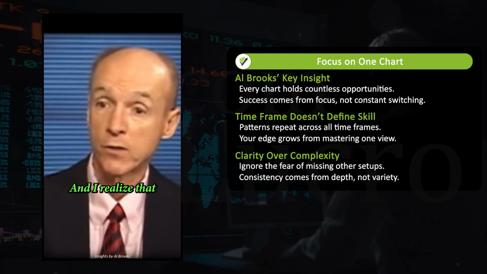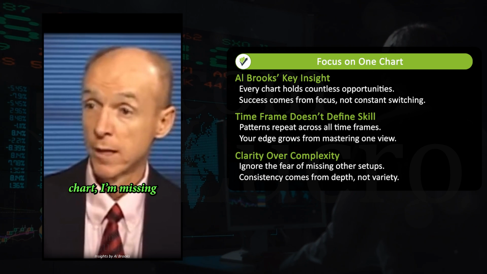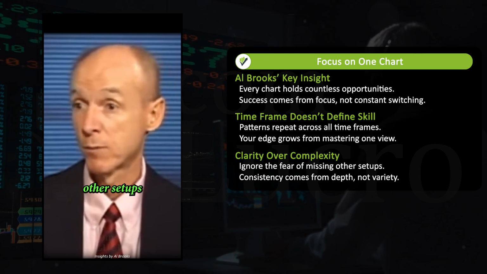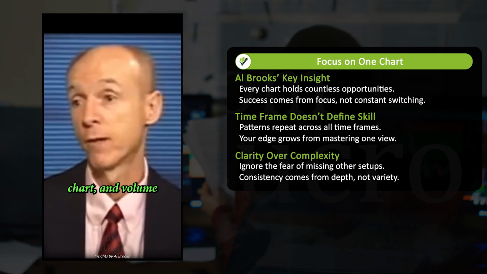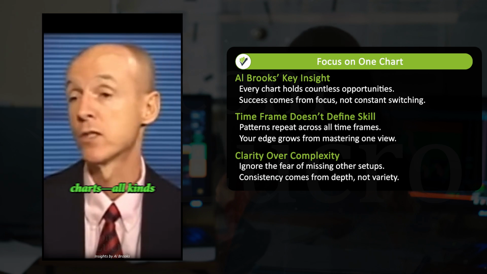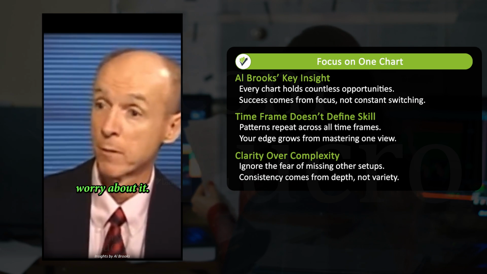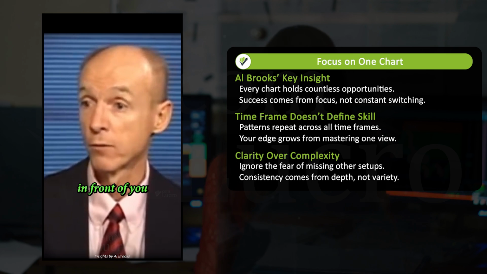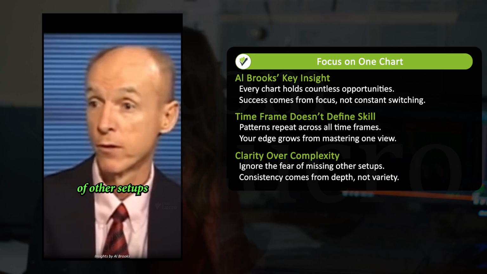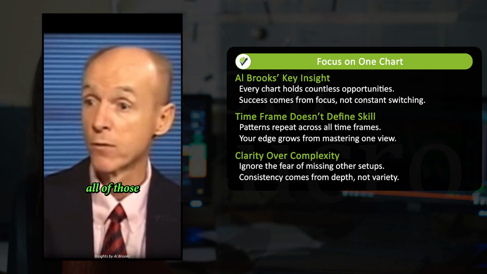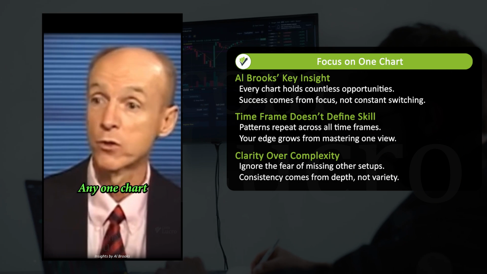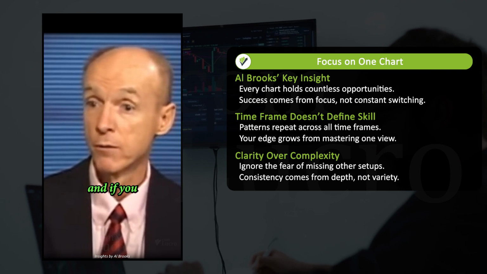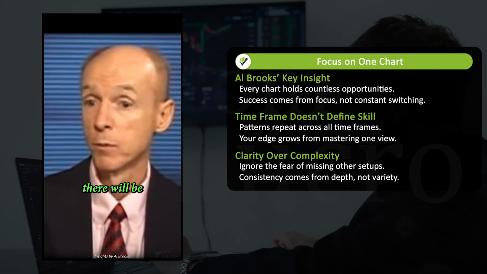And I realized that by trading the 5-minute chart, I'm missing all kinds of other setups on the 1-minute chart, the 3-minute chart, volume charts, all kinds of other charts. And I don't worry about it. So you simply look at the chart that you have in front of you and don't worry about the hundreds of other setups that you're missing on all of those other time frames. Any one chart will have plenty of setups, and if you just focus on one chart, there'll be plenty of opportunities to make money.